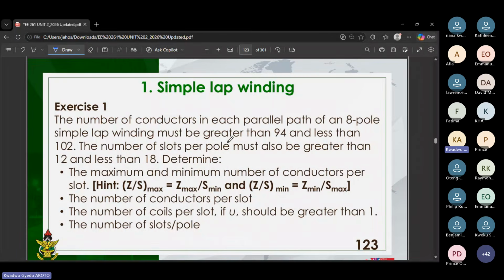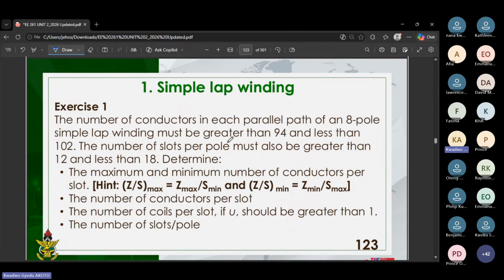Yeah, we have an example on simple lap winding here, right? So please, I'm going to read the example first, and then I'm going to solve it. But please, are we all okay with the first one I did? If you have any issue, as I said, you can just unmute yourself and then let me know your concern.